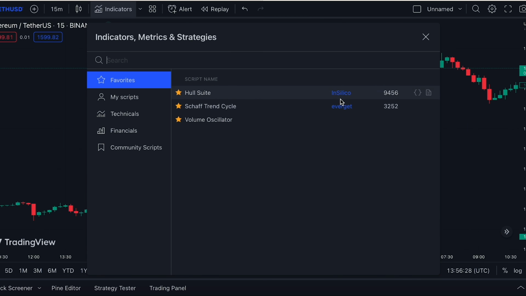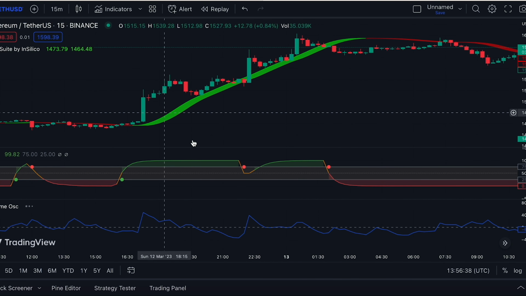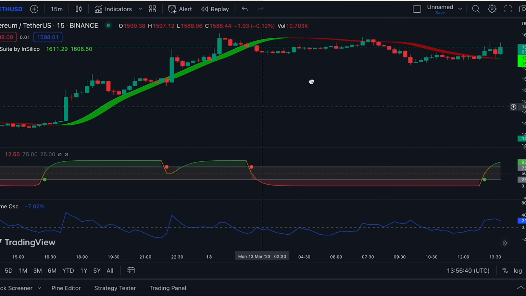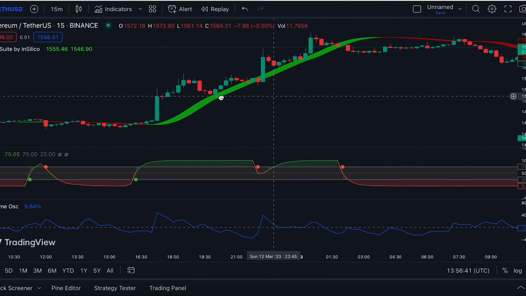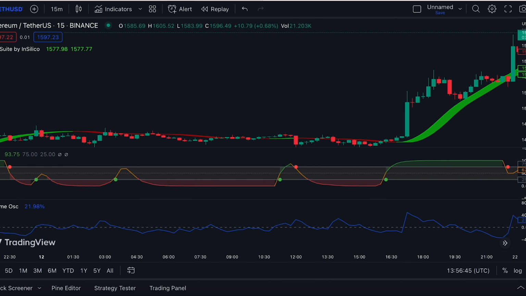First, look for the Schaff Trend Cycle under the indicator search option. Pick the Everget indicator from the list. Then look for the Whole Suite indicator and choose the one made by In Silico. The volume oscillator will be the last indicator we add to the chart. Look for the volume oscillator and choose the TradingView indicator. Those are all of the indicators that we will be including in the chart.